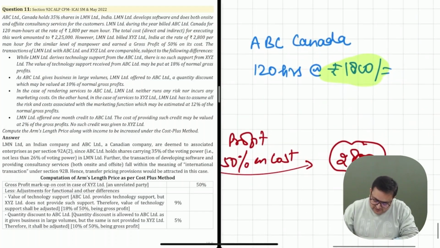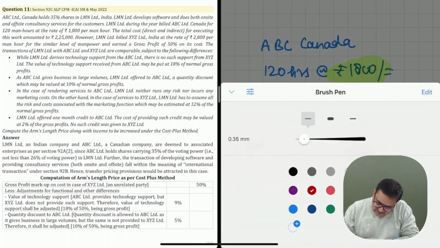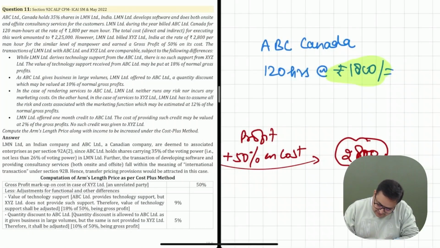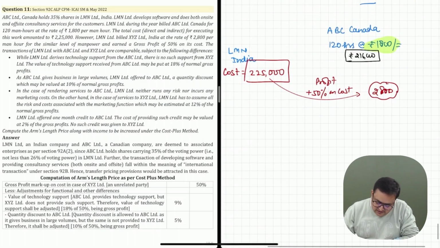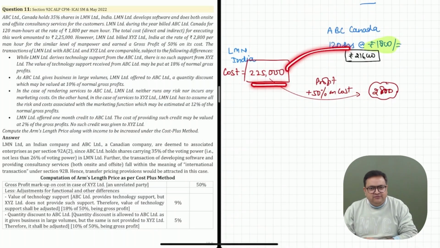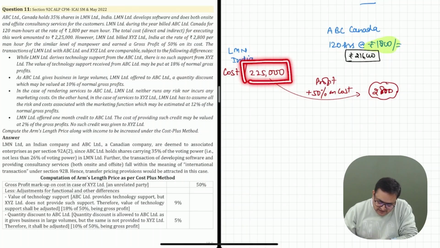Can you tell me the total of it, what it is? 120 into 1800. So actually we have charged 2,16,000 from them. So we have charged rupees 2,16,000 from them, which of course, I believe would not be a correct price. Why? See, our cost is 225. How can we charge 216 for them? So it is totally a biased price. Let us see, so what should we do? Actually 2,25,000 plus 50% on this. So that should be the correct price.